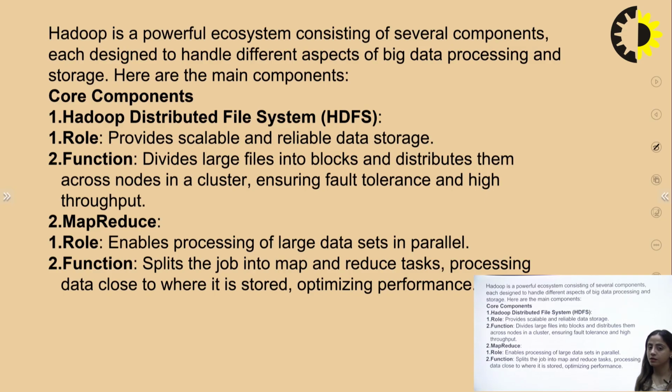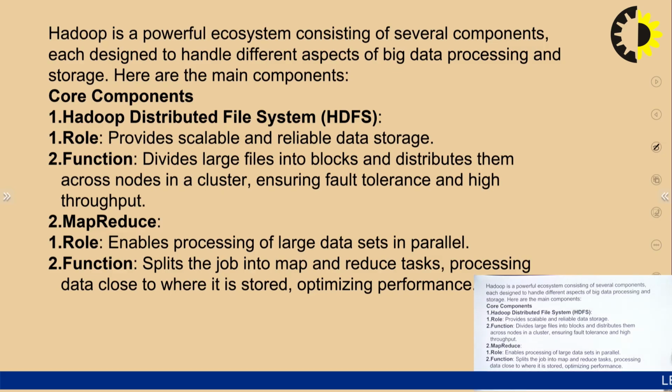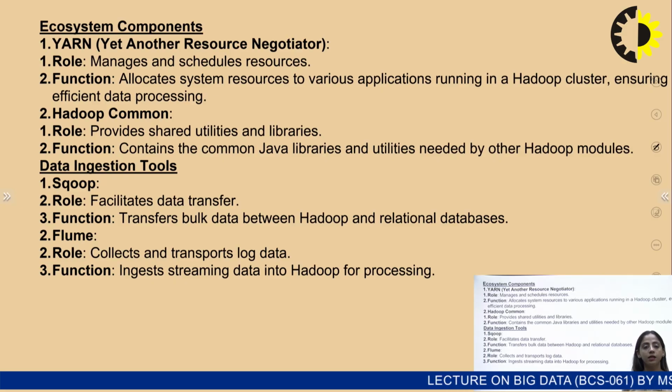Similarly, the role of MapReduce is to enable processing of large data sets in parallel. And what is the function of MapReduce? It splits the job into map and reduce tasks, processing data close to where it is stored, optimizing performance. Now, these are the ecosystem components of Hadoop.